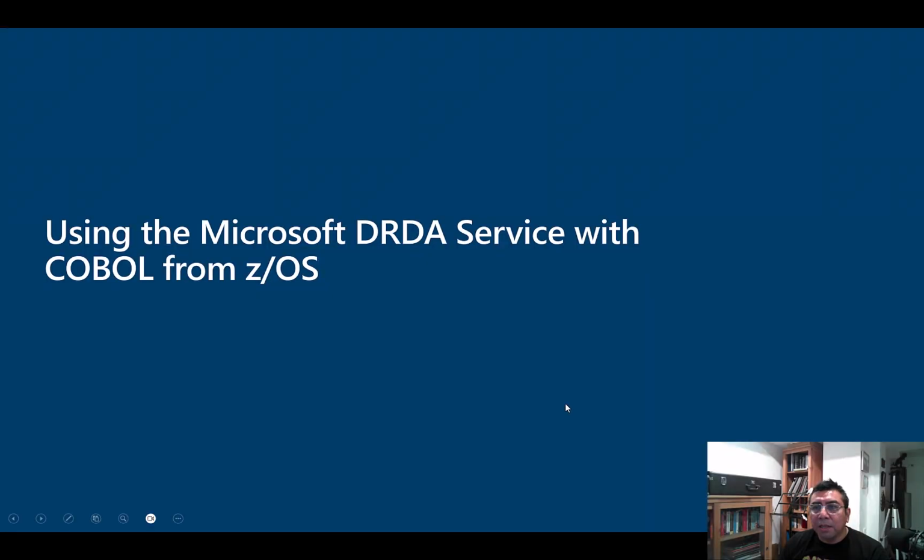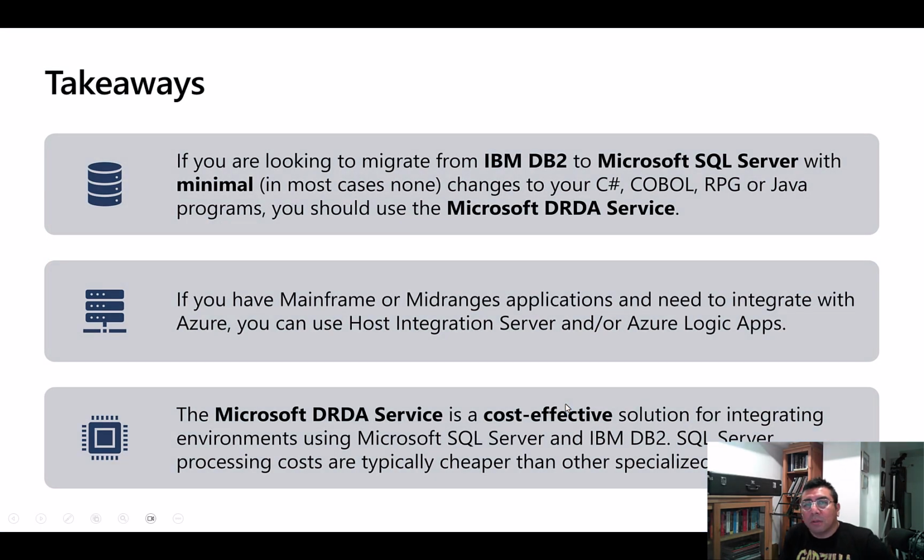But there are a few things that I wanted to leave you as takeaways. If you're looking to migrate from IBM DB2 to Microsoft SQL Server with minimal, in most cases none, changes to your C#, COBOL, RPG, or Java programs, then you should be using the Microsoft DRDA service, part of Host Integration Server. If you have mainframe or mid-range applications and need to integrate with Azure, then you can use Host Integration Server and/or Azure Logic Apps.